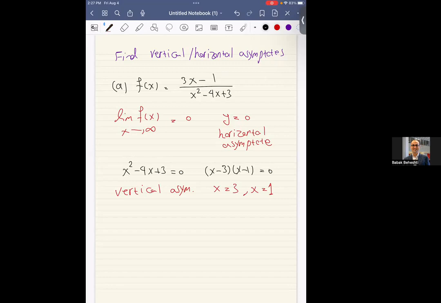If you have something like f of x equal to 5x squared plus 2x minus 1 over 1 minus x squared, then here the degree of the denominator is equal to the degree of the numerator. So the horizontal asymptote here is minus 5, y equal to minus 5.